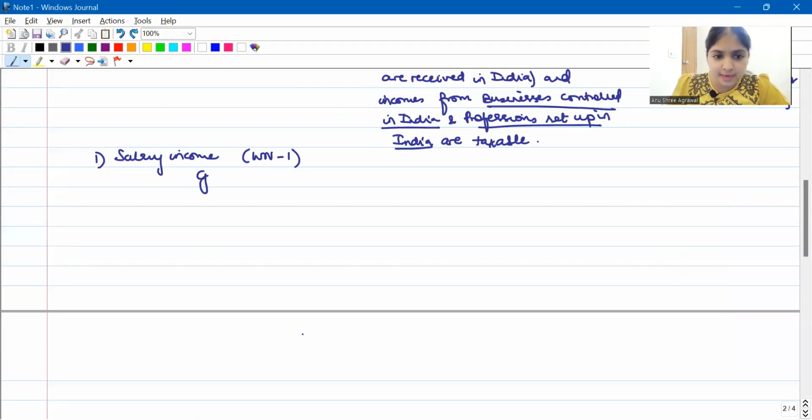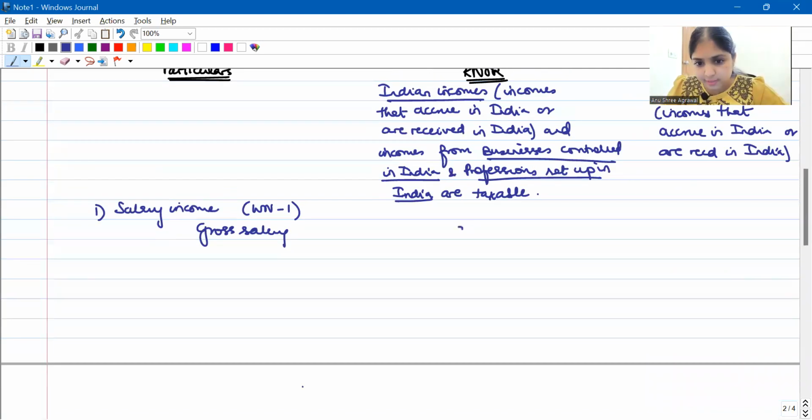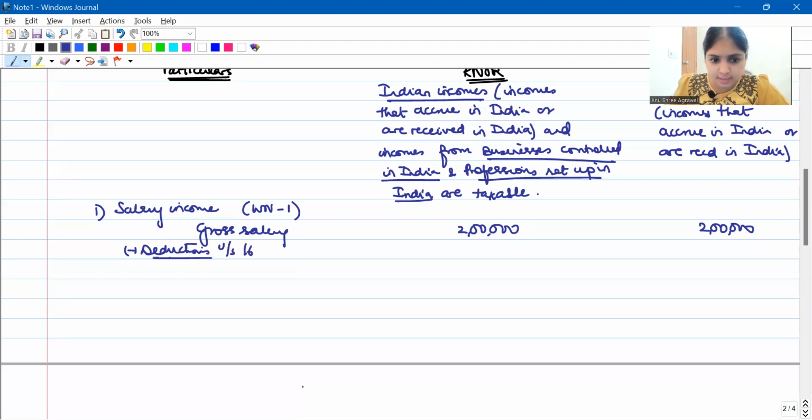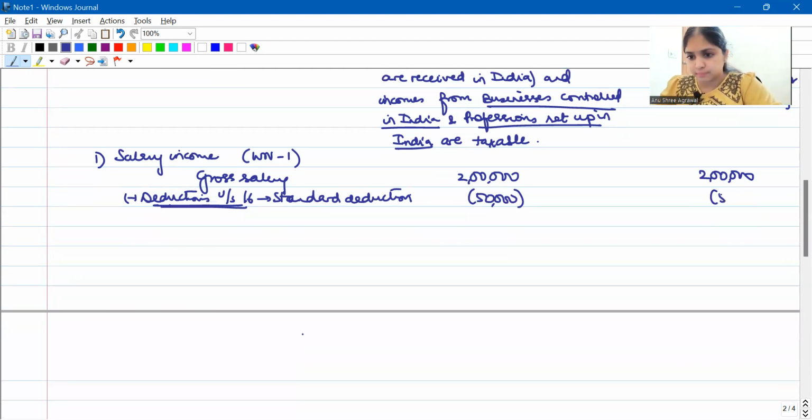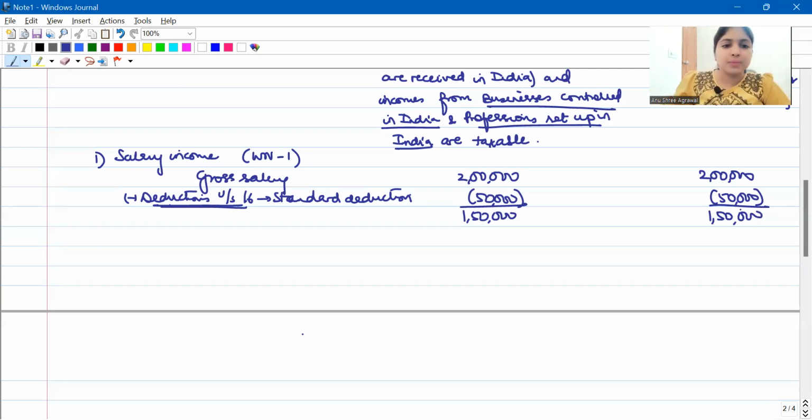So under salary income, write down gross salary. Under both the columns write down 2 lakhs. Then under that, less deductions under section 16. Which deduction are we subtracting? Standard deduction, 50,000 under both the columns. Okay, so what will our net number be? 1,50,000 here and 1,50,000 here. That's it with our first adjustment.